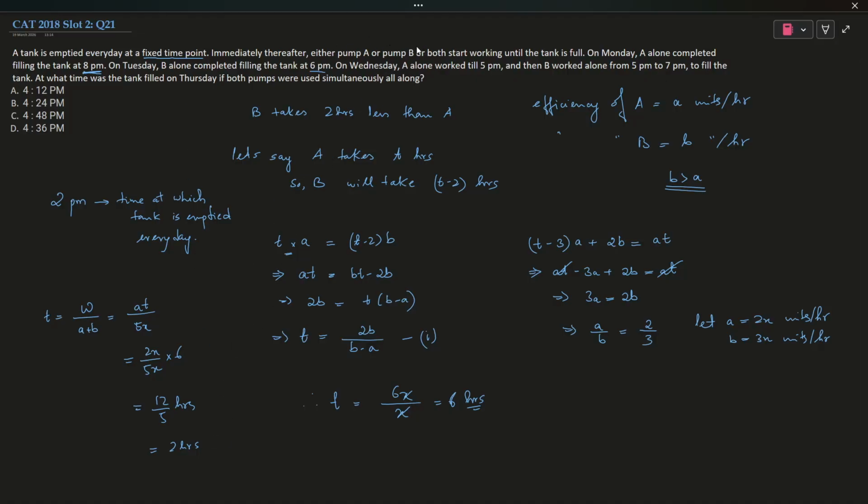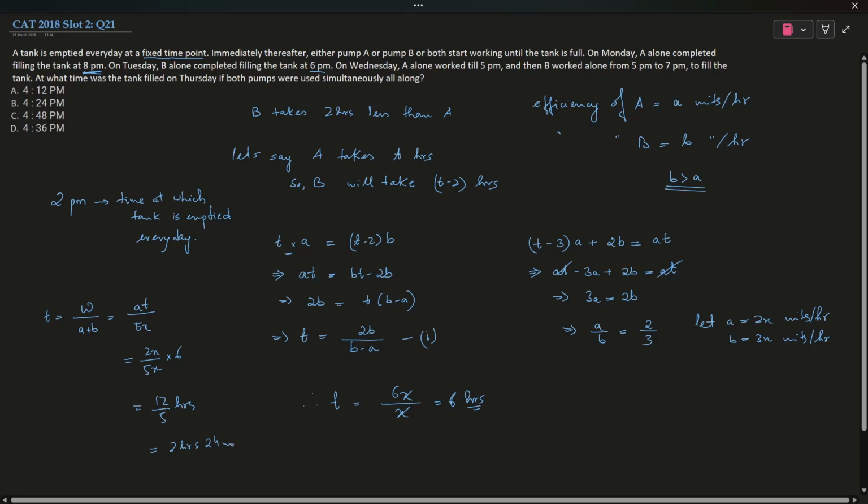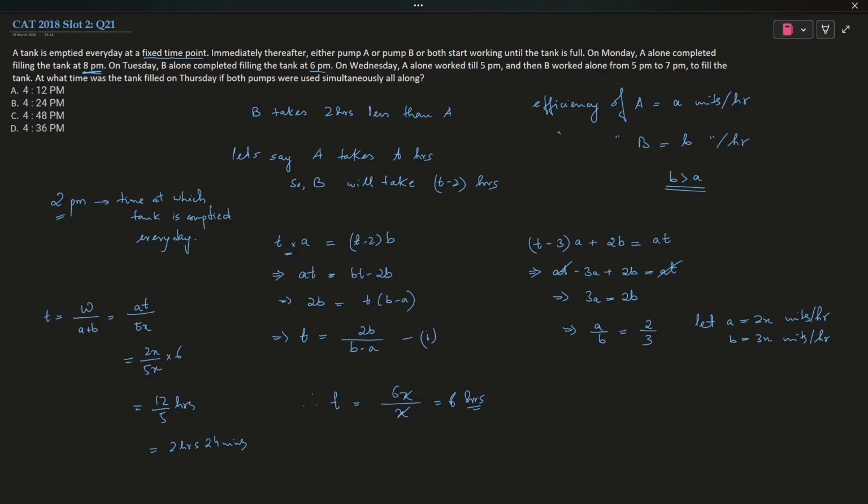2 hours 24 minutes means the pumps were switched on at 2 o'clock, so 4:24. The correct answer is 4:24, guys. Option B. A very good question, guys.